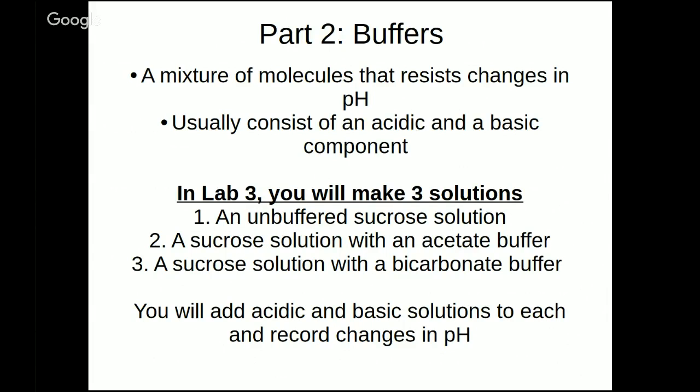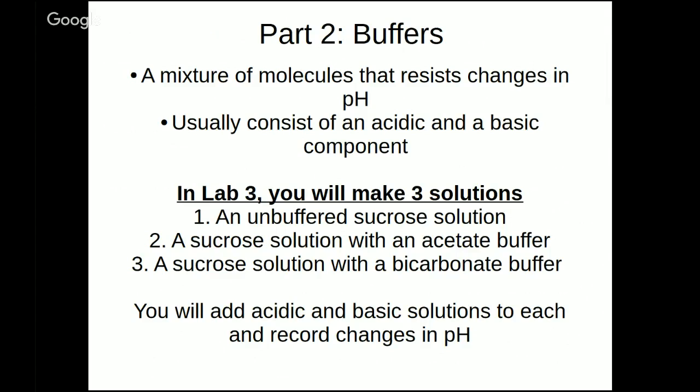The other thing you're going to be working with in lab 3 are buffers. Now, buffers are solutions that help stabilize pH. They are resistant to changes in pH. So in other words, if you add a buffer to a solution and then you add some acid to it, it's less likely to have a pH change. If you add base to it, it's less likely to have a pH change.